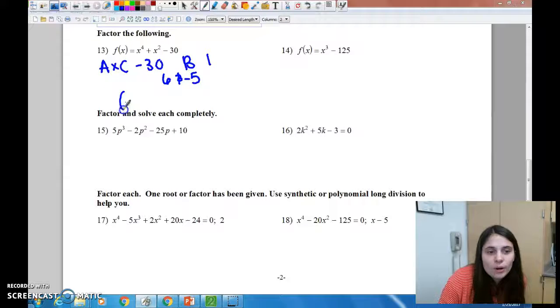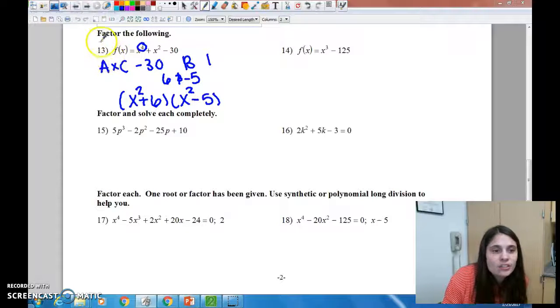Now, if this were a regular quadratic, then this would just factor to x plus 6 times x minus 5, since a is equal to 1. But because this is to the 4th, the only change that we make is this is x squared plus 6 and x squared minus 5. And this just says to factor, it doesn't say to solve, so I'm done right there. This is my solution.